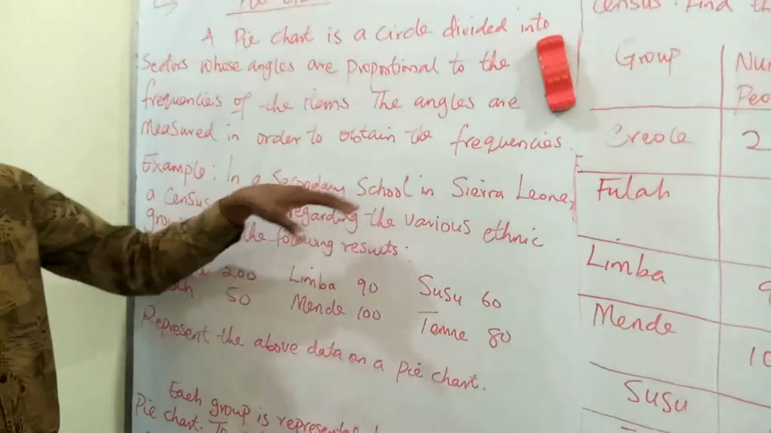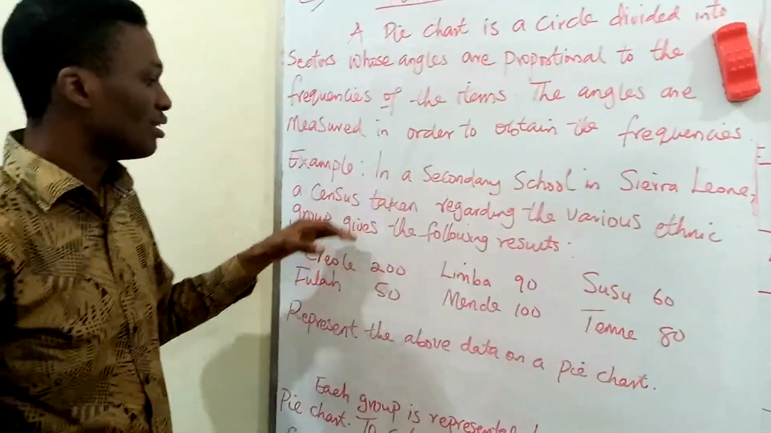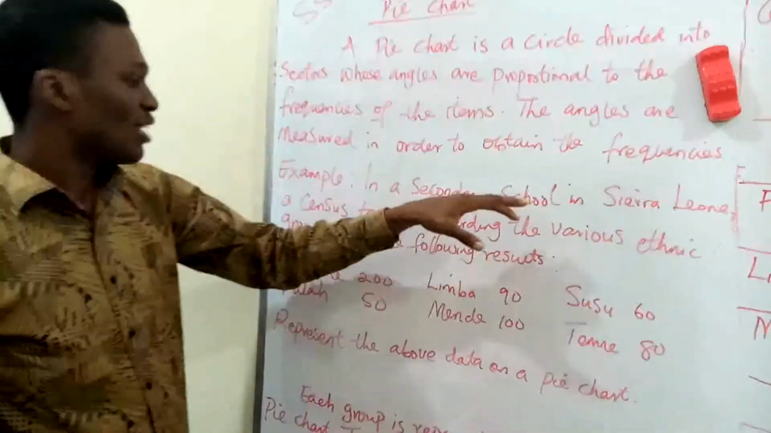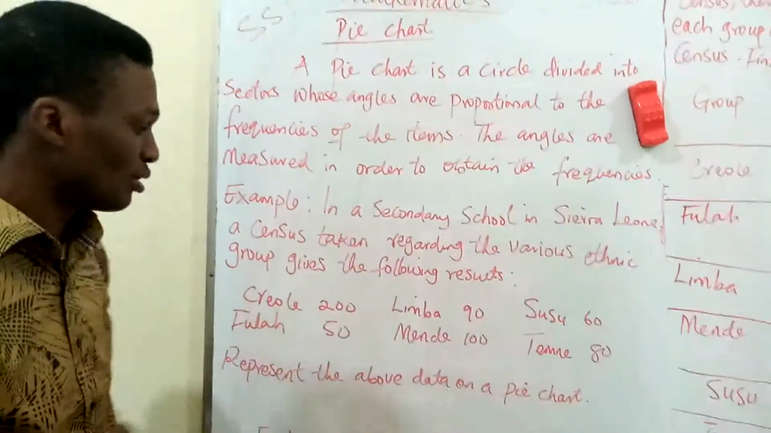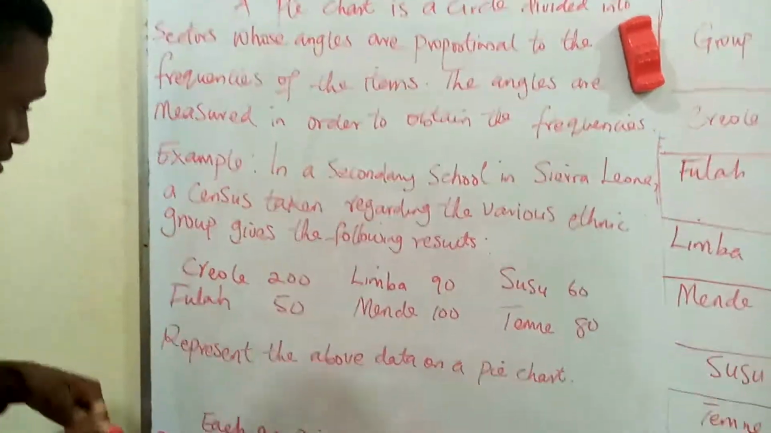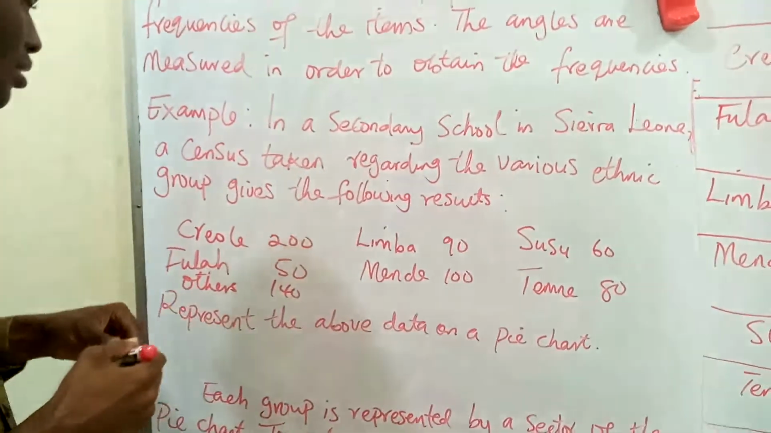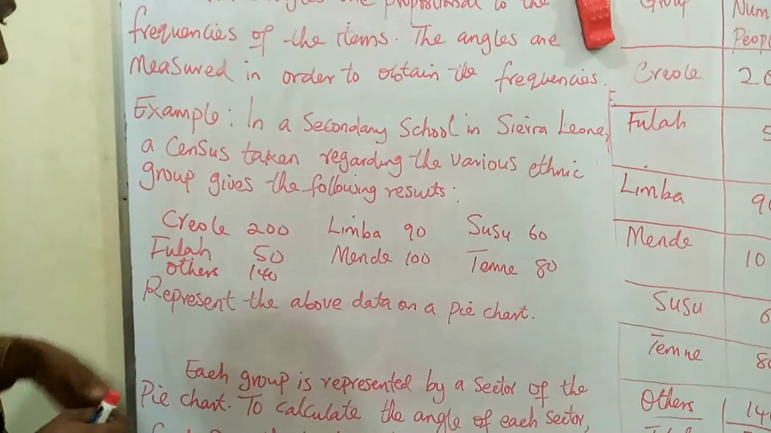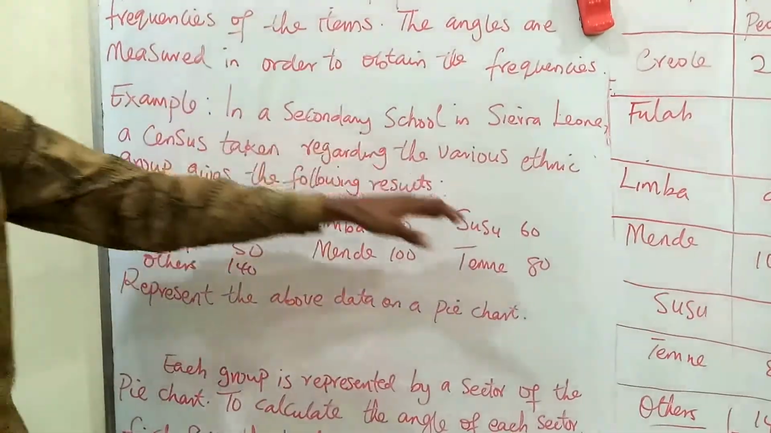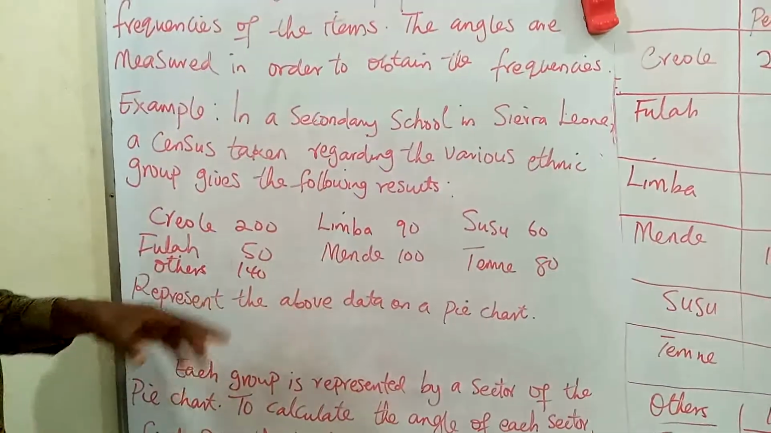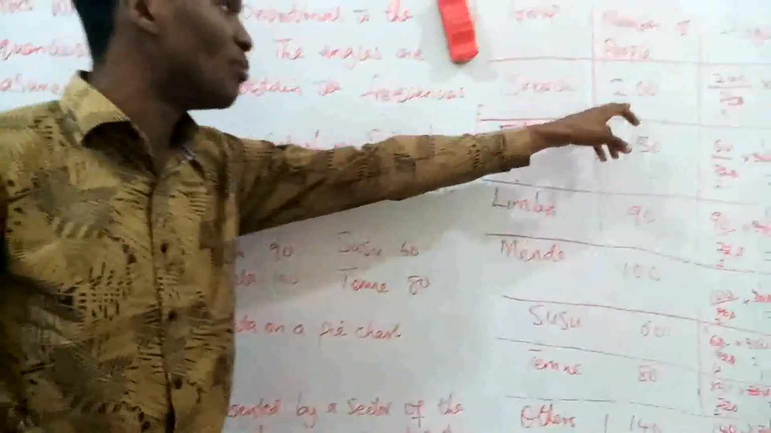We say in a secondary school in Sierra Leone, a census is taken regarding the various ethnic groups, giving the following results. We have others, which is 140. We have the following ethnic groups: Creole, Fula, Limba, Mende, Susu, Temne, and others, and a number of people that belong to each ethnic group. For Creole, we have 200 people.